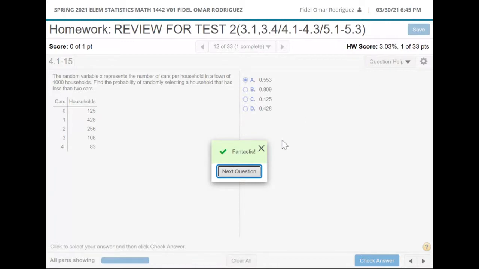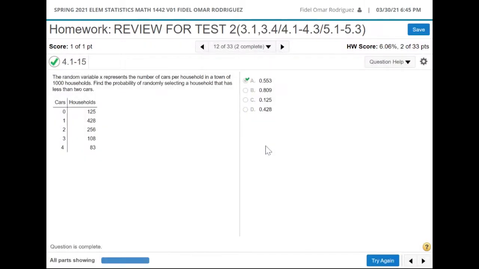And again, one thing I wanted to mention, guys, the reason that I knew to divide by 1,000 was because it told me here there were 1,000 households. Just to give you a heads up, if they did not tell me how many households there were, what I would do is add 125, 428, 256, 108, 83, get my total, and then divide each of those numbers by whatever that total was. So in the event that they didn't tell me it was already 1,000, that's how I would know what to do.